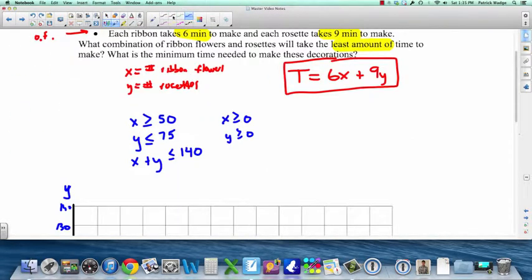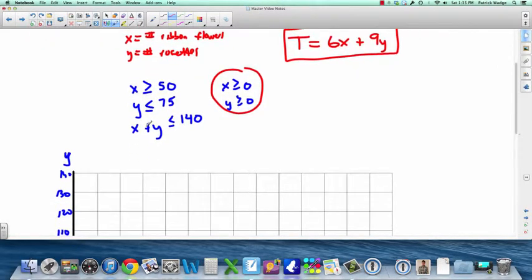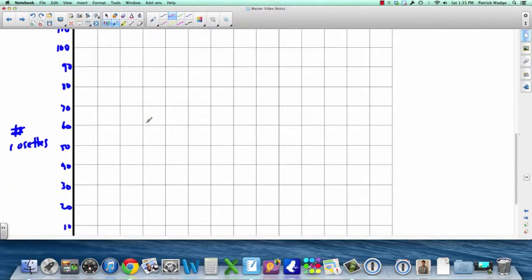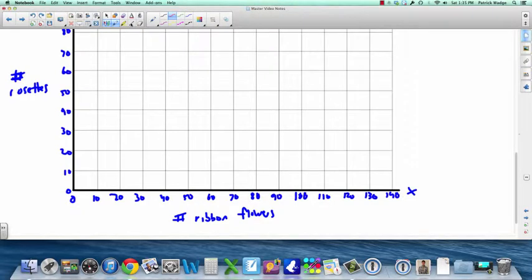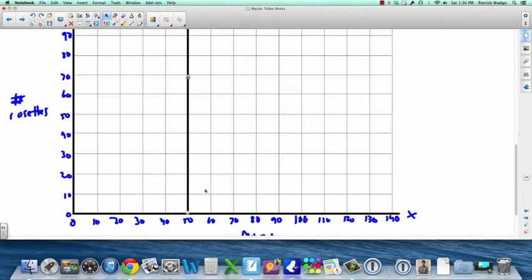Okay, since I'm only using the first quadrant, that already deals with these two inequalities, so now I have to do these ones. The first one is x is greater than or equal to 50. So I think of x equals 50, and it'll just be a vertical line right at 50, like this.